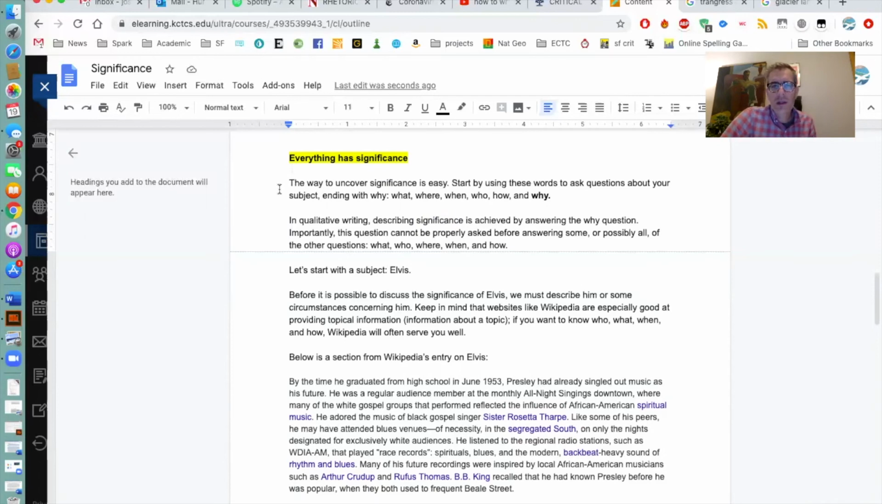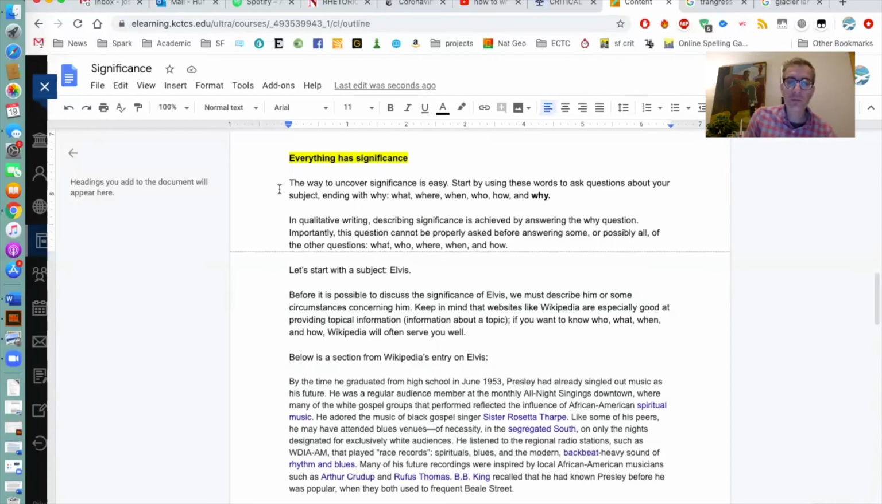Start by using these words to ask questions about your subject. And your last question should be why, but don't start with why. Start with what, and then where, when, who, how. So by asking those questions, you are gaining more information about your topic. When you ask why, you are going to arrive at a significant statement. But you can't really ask why until you've asked, and been satisfied with an answer to, those other questions.